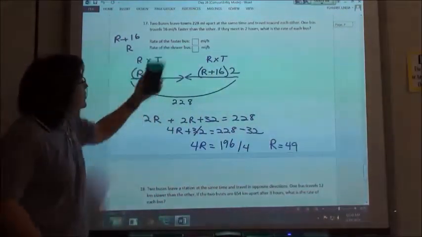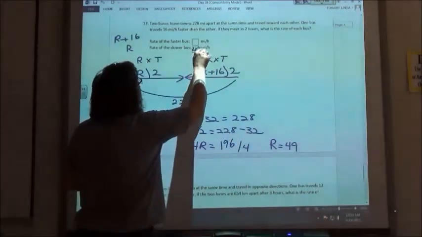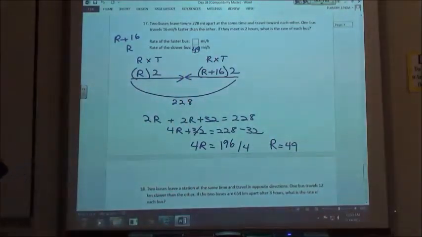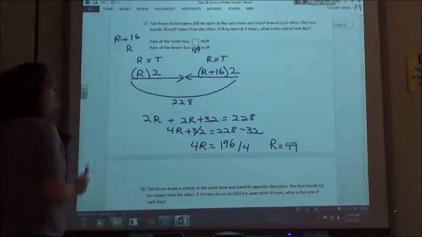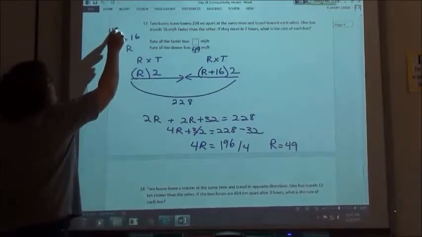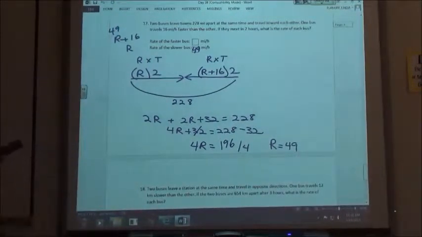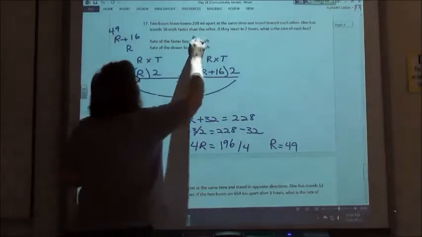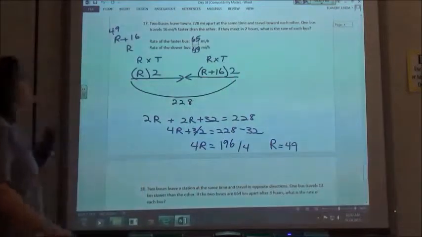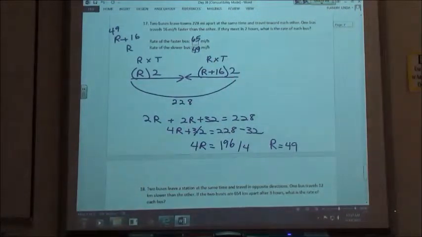r was the rate of the slower bus. The slower bus is going 49 miles an hour. The faster bus was going 16 miles an hour faster, so if I take that 49 plus 16, 65 is how fast the faster bus is going. The slower bus is going 49 miles an hour, the faster bus is going 65 miles an hour.